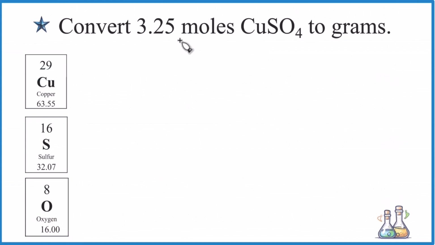So here's our first problem. Convert 3.25 moles of copper(II) sulfate here to grams. And you've got all of the information from the periodic table to figure out that molar mass. Give it a try.